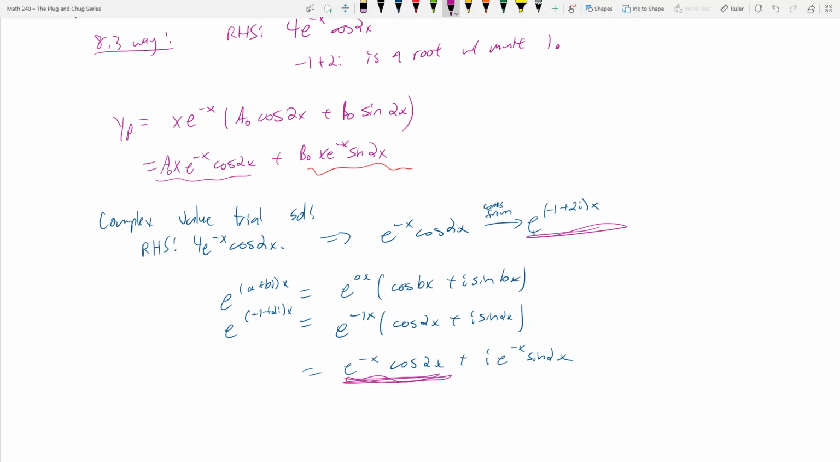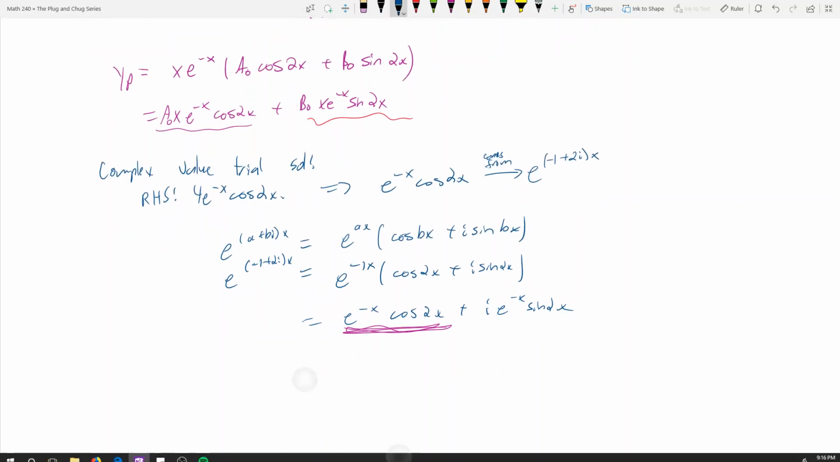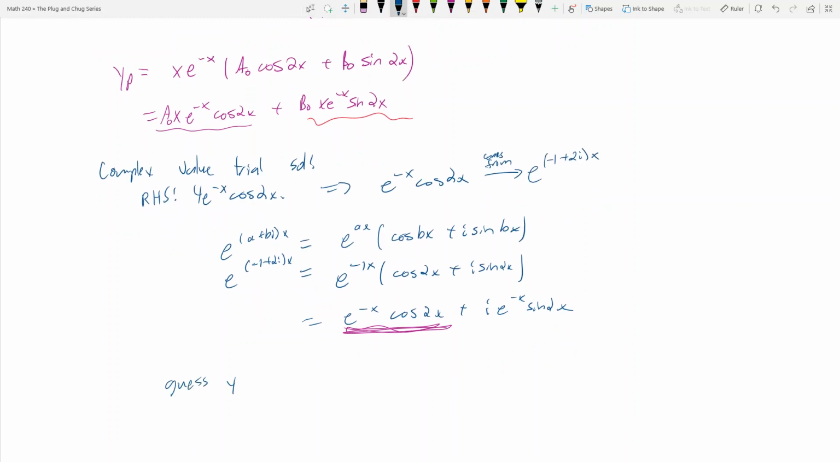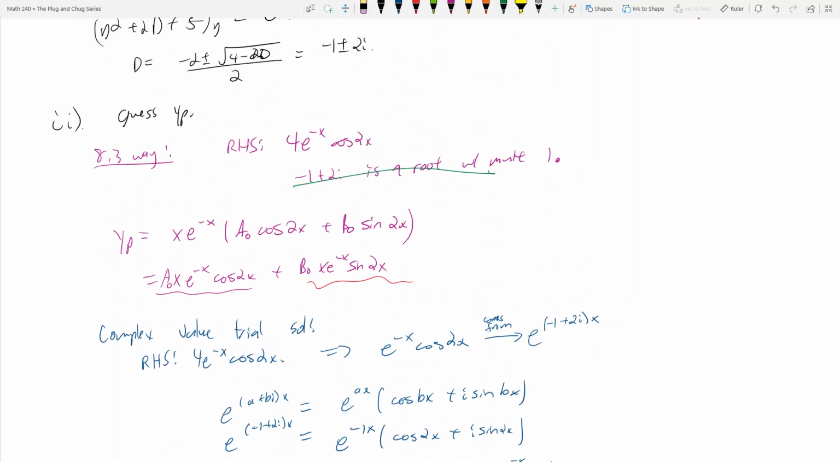And so, that's cool. What does that mean? Well, now I want to guess yp to equal some constant, let's say a, times e to the negative 1 plus 2i x. Except there's a problem, right? There's a problem because negative 1 plus 2i is a root. Negative 1 plus 2i is in here.